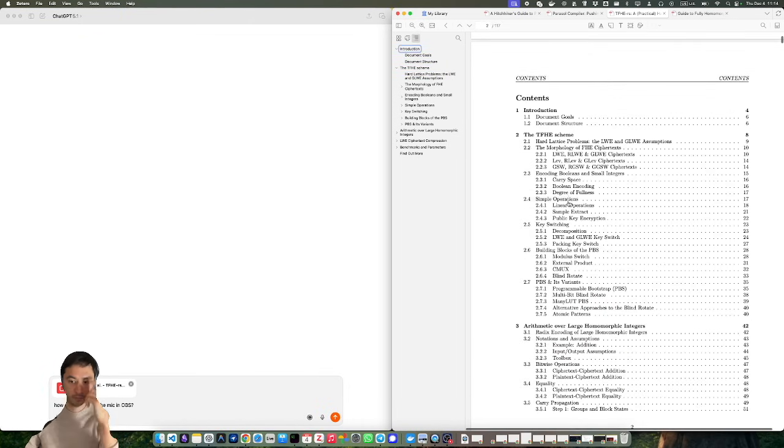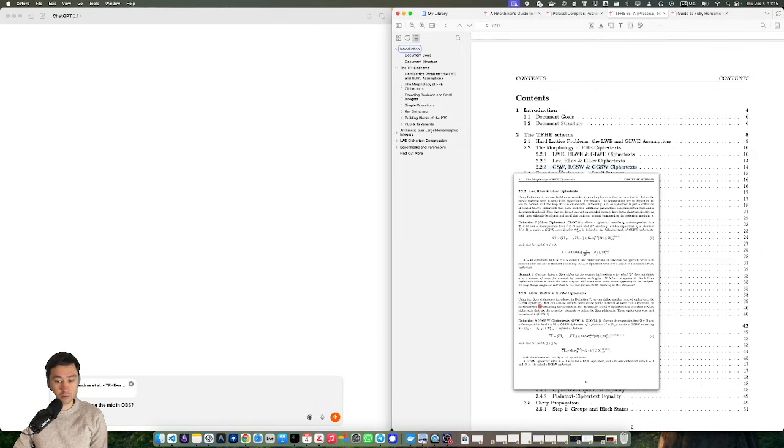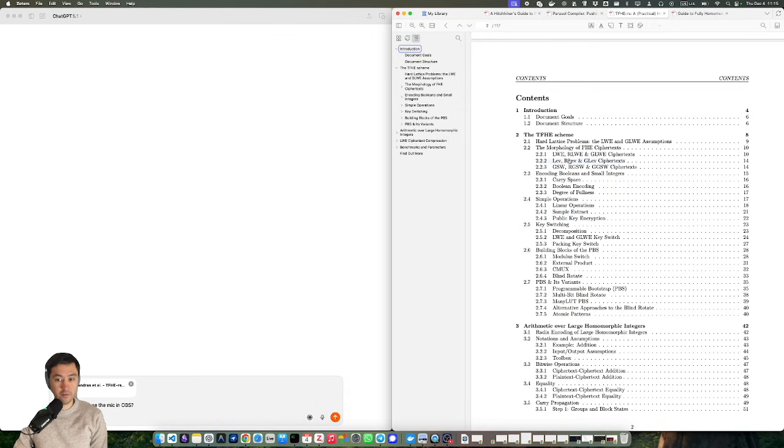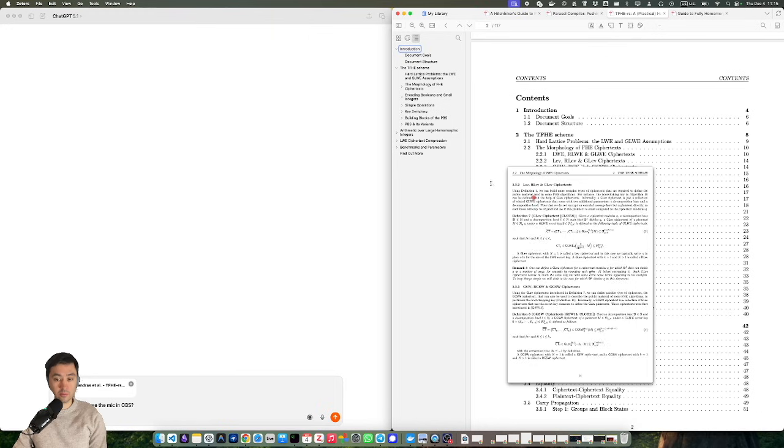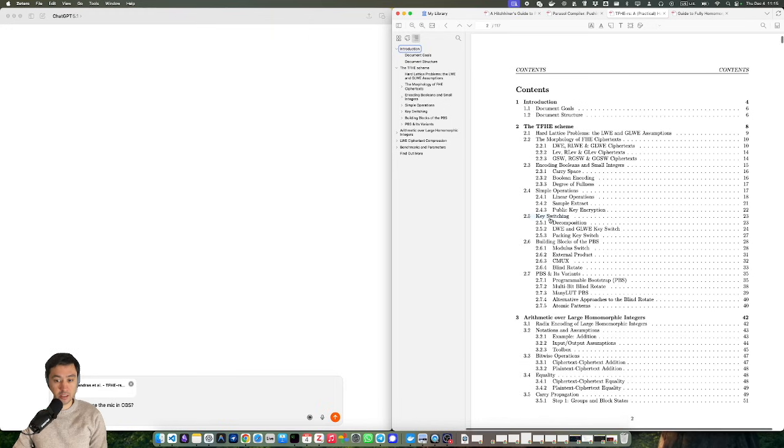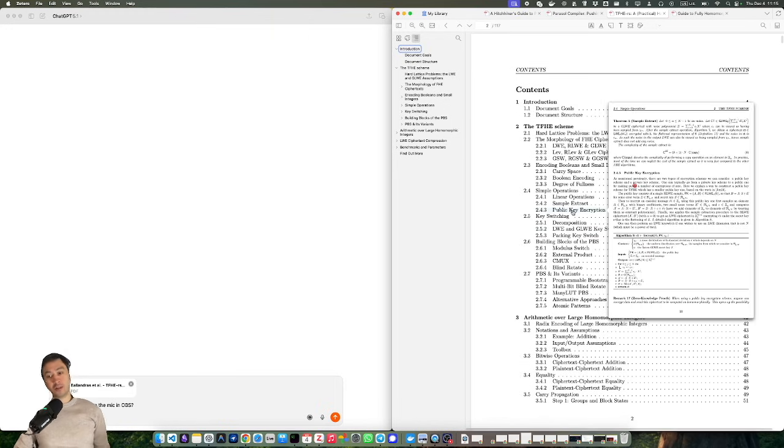So we've been through the morphology of FHE ciphertext, which is interesting, right? Encoding Boolean and small integers. I guess we haven't really looked at that, or I guess we haven't looked at that yet either. Oh, no, we have, right? Never mind. So yeah, Lev was built on LWE. Lev is on top of LWE. GSW is on top of Lev. Okay. Key switching. Yeah, public key encryption. We're still in the simple version.